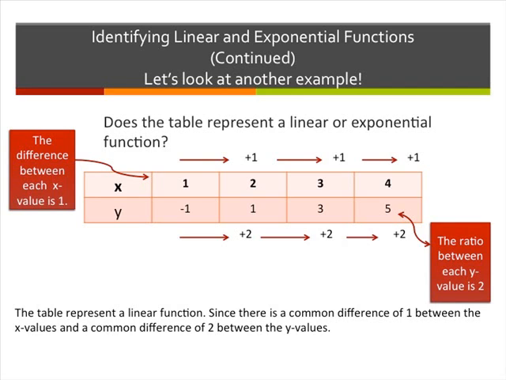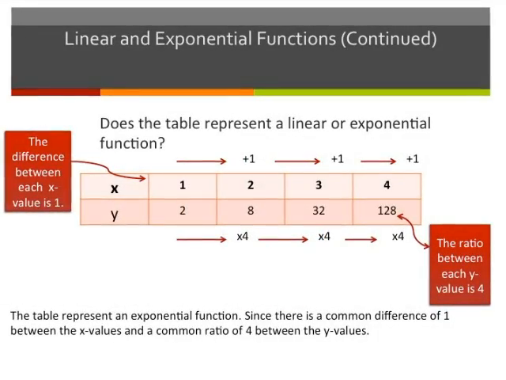Therefore, the common difference between y values is 2. The table represents a linear function instead of an exponential function. And that is because there is a common difference of 1 between the x values and a common difference of 2 between the y values. Remember that in order for it to be an exponential function, it must have a common ratio in the y values.